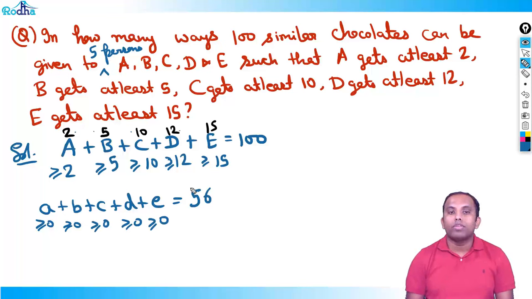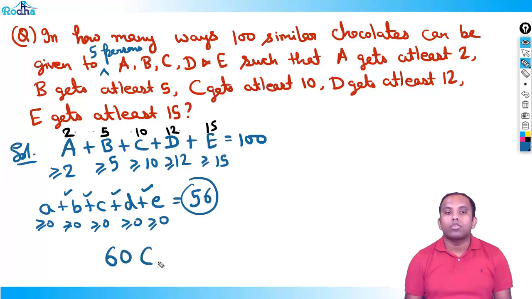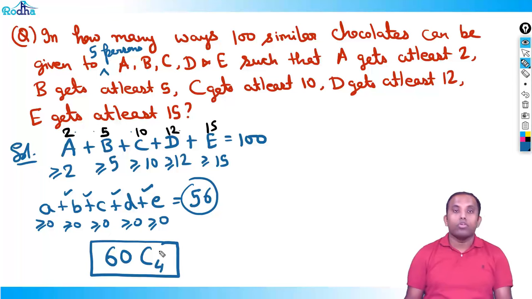Since all can be 0, so 56 circles plus 4 plus signs. 1, 2, 3, 4. There are 5 variables, there will be 4 plus signs. There are 10 variables, there will be 9 plus signs. There are 20 variables, there will be 19 plus signs, right? Just one less. So 56 plus 4, what is the answer? 56 plus 4, 60C4. So the answer for this question is 60C4.